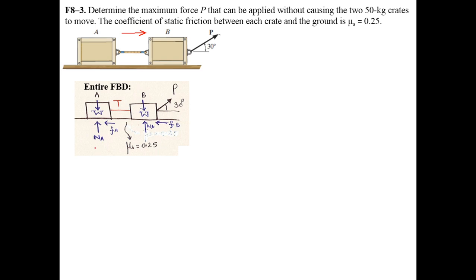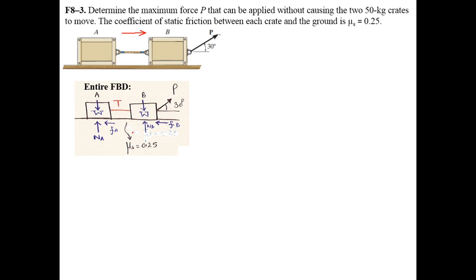If you count the number of unknowns in this free body diagram, you can notice that there are no dimensions given. So we cannot use the equation of moment, and therefore the condition of tipping cannot be checked. So these two conditions go out of consideration. We are left with only two equations of equilibrium now, summation Fx and summation Fy, right?